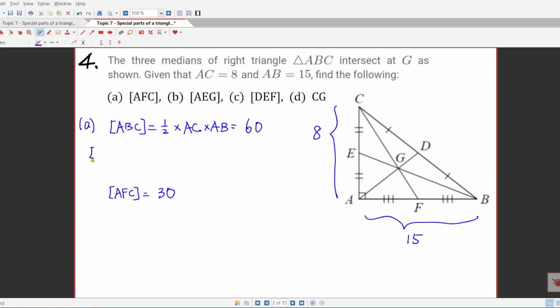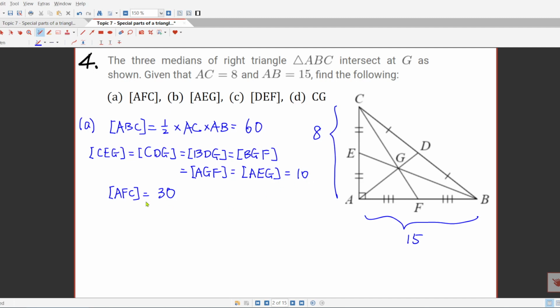So let's write one more step. Triangle CEG equals area of triangle CDG equals BDG, which equals BGF, also equals the area of AGF, AEG. Each of them is 1/6 of 60, which is 10, right? And AFC has 3 of them, so AFC equals 30. So that completes the first question.